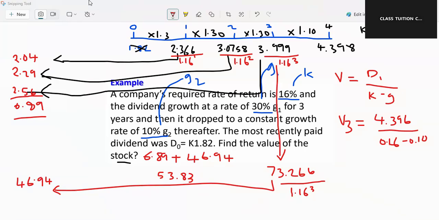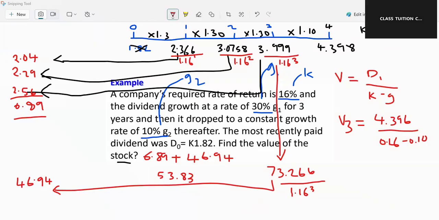So you have two models there. There's the constant growth model, and there's also the Gordon's model. So the final answer we're going to get therefore is 53.86 or 87. All right.